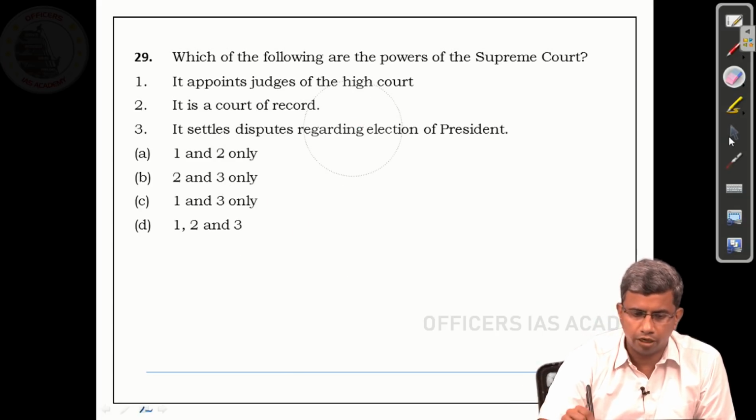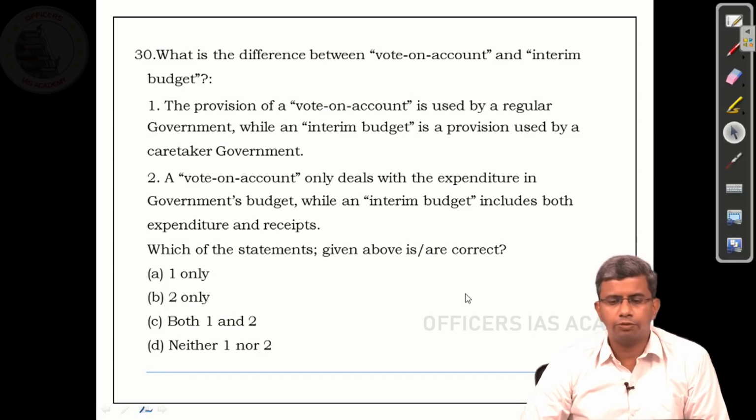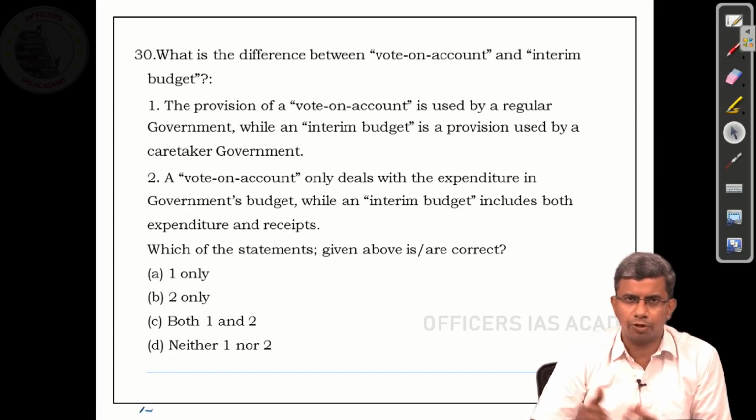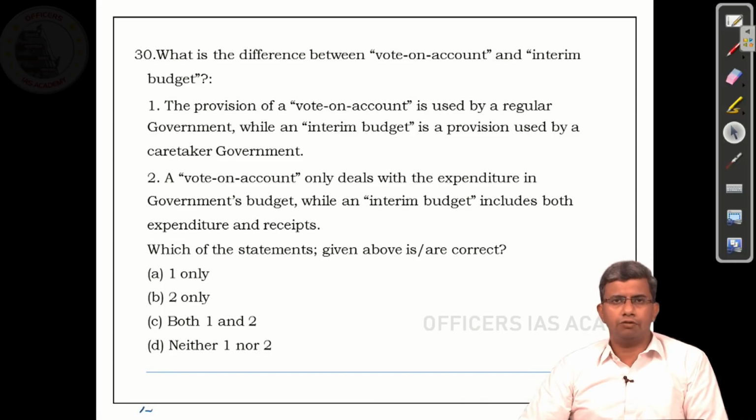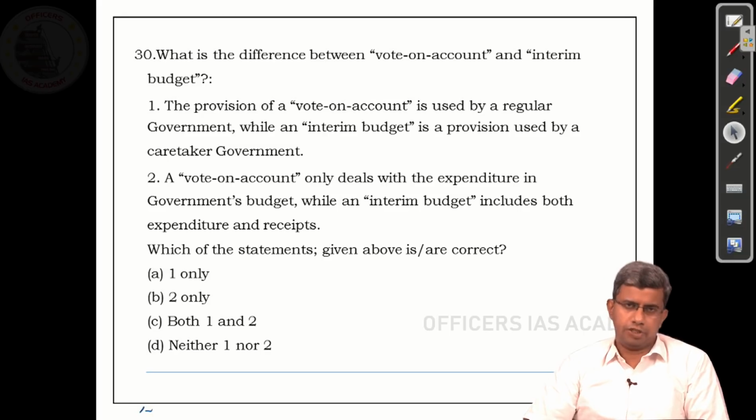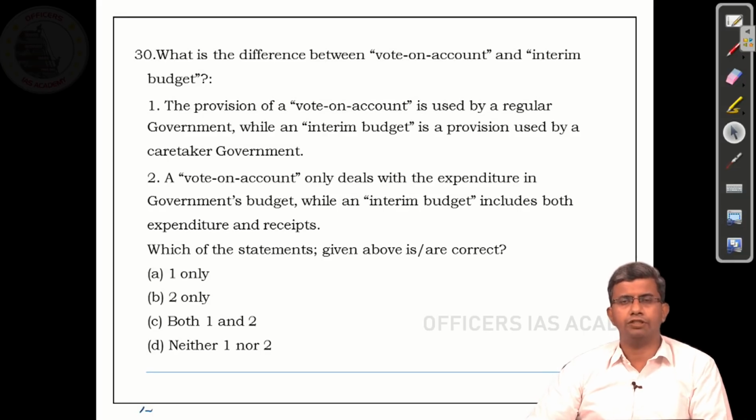So moving on to the final question. What is the difference between vote on account and interim budget? See, because there was an interim budget which was presented by the present ruling government, because there are going to be elections which are going to happen in April and May. So the key difference is vote on account is only about expenditure, whereas an interim budget is both about revenue and expenditure. And vote on account is usually done by a caretaker government, whereas interim budget is done by a regular government.